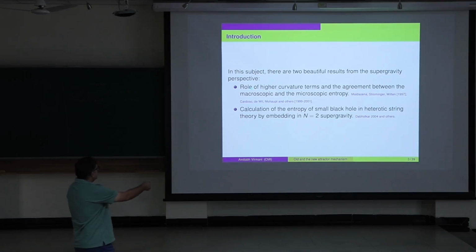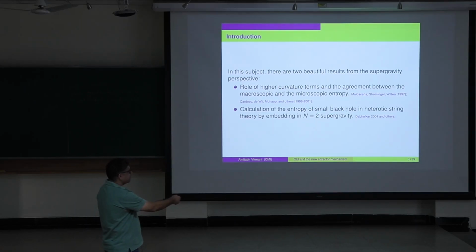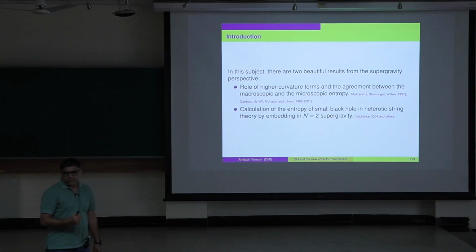Okay, and this setup was taken one step further by Dabholkar in 2004 and others, where they showed that one can compute using these higher curvature terms the entropy of what is called the small black hole, which has zero area in the two derivative theory, but it gets corrected in the higher derivative theory, and this was done by embedding the black hole into n equal to 2 supergravity.